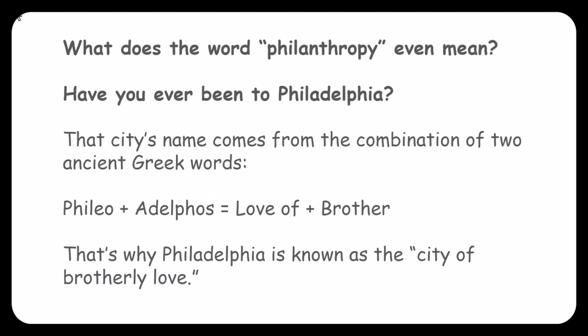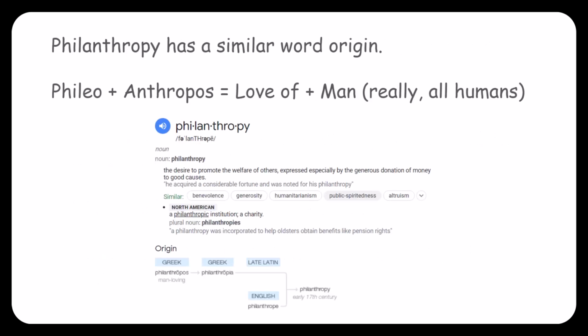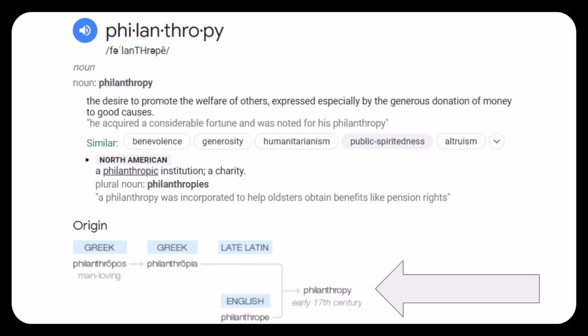Have you ever been to Philadelphia? That city's name comes from the combination of two ancient Greek words, phileo and adelphos, love of and brother. That's why Philadelphia is known as the city of brotherly love. Philanthropy has a similar word origin, phileo plus anthropos, love of man, or really all humans.